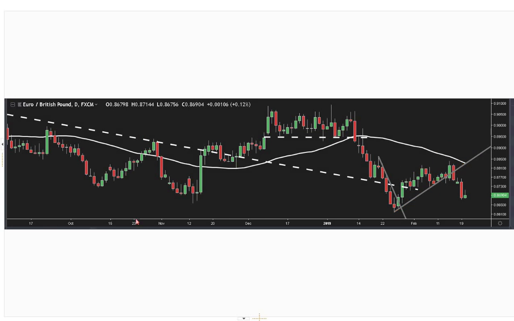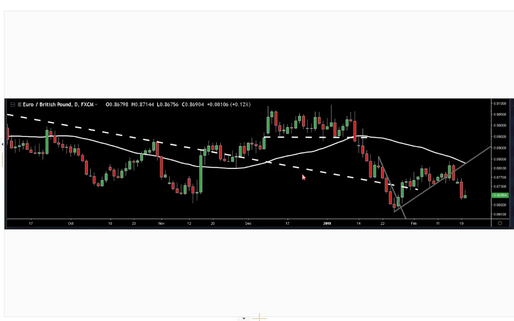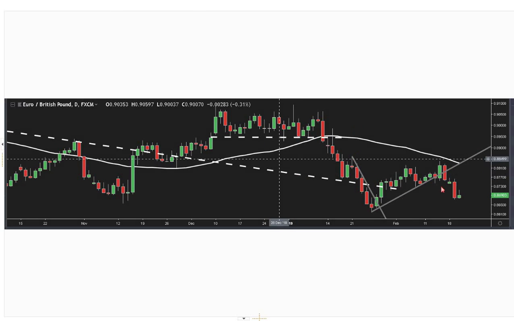And then look what you got. After that bear engulfing bar, what we got is a narrow range bar, right? So this is a textbook setup.